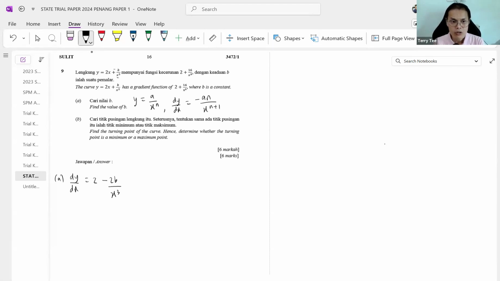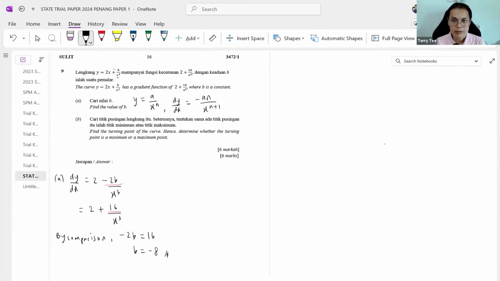And then we take this and compare with the gradient function that you are given: 2 plus 16 over x cubed. By comparison, you can find out what your b is. Negative 2b is now 16. Now we just compare the coefficient of 1 over x cubed. So b is negative 8.